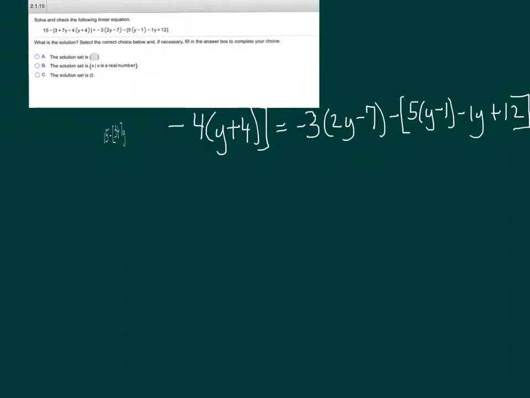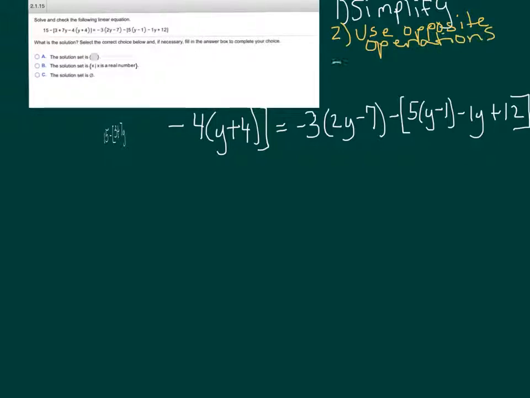Okay, so let's look at the 3 steps that I would like you to use when solving equations. Step 1 is to simplify. We're going to simplify both sides of the equation as far as we can go. In step 2, we're going to use opposite operations to quote-unquote move things from one side of the equation to the other. And then step 3, we're going to repeat steps 1 and 2.